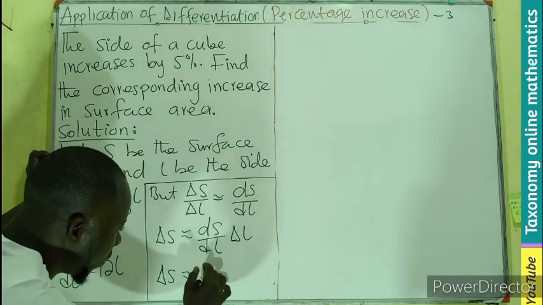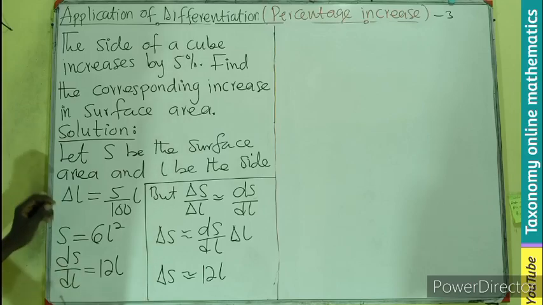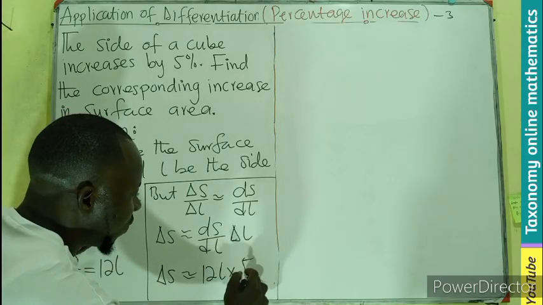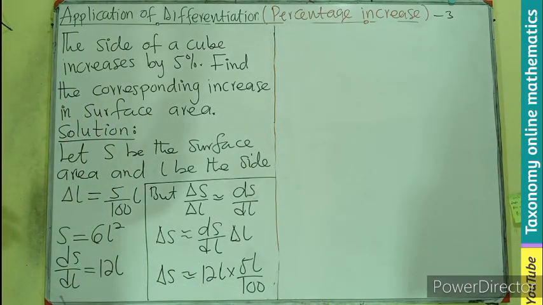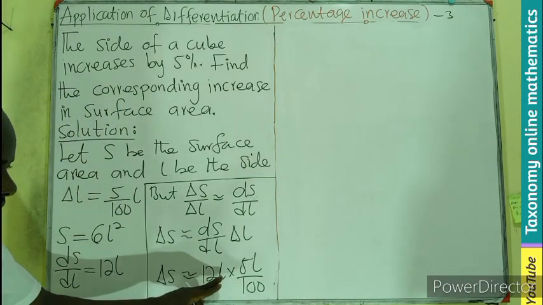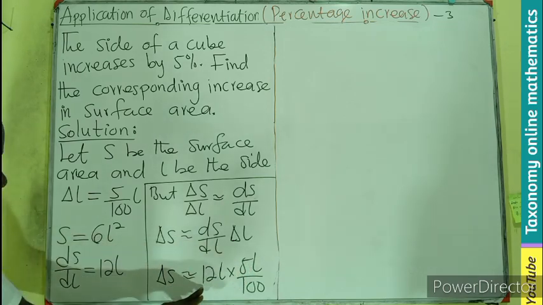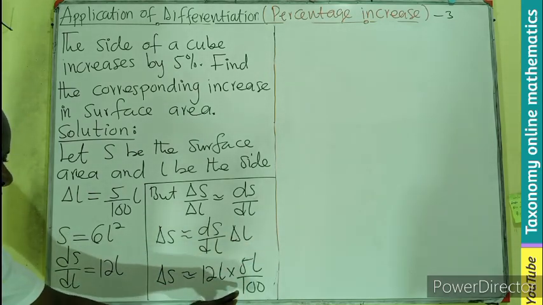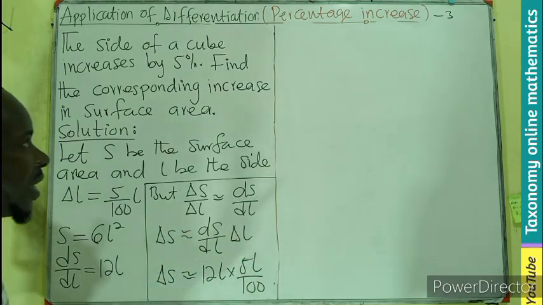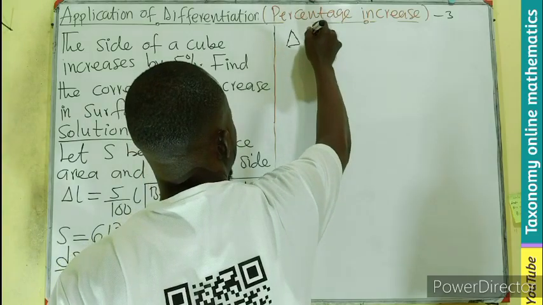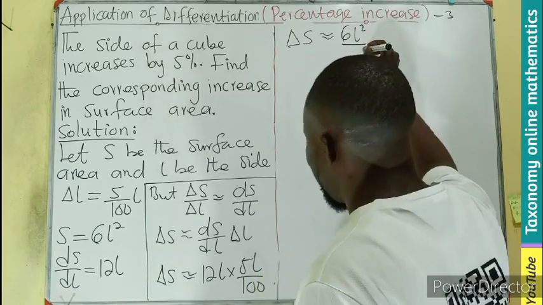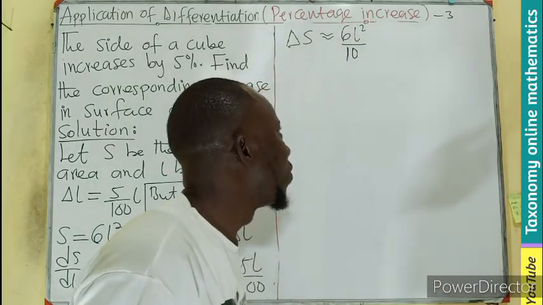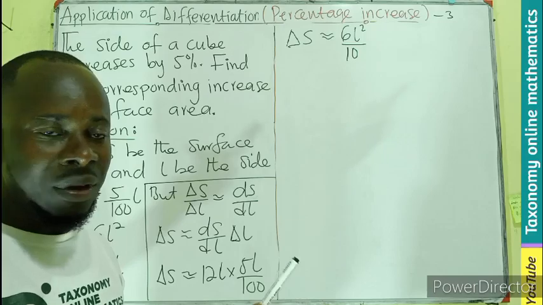dS/dL is 12L times this, which will be 5L divided by 100, right? This is also multiplying. So it will become 12 times this will be 60. 60L squared divided by 100. That will be 6. And so we have our delta S approximately 6L squared divided by what? 10. We can divide further to have 3 divided by 5 as well.